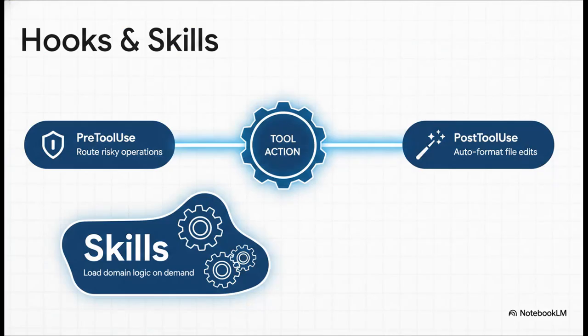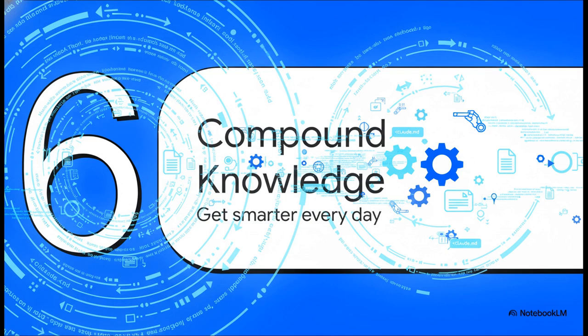You can push this control even further by integrating deterministic hooks. And honestly, this is a total superpower for developers. For example, a pre-tool use hook can automatically route risky operations for your manual approval. A post-tool use hook can auto-format your code after every single file edit. Plus, you can package repeatable workflows into skills that load right on demand. You can basically orchestrate an entire automated CI/CD pipeline directly from your local terminal. It's amazing.